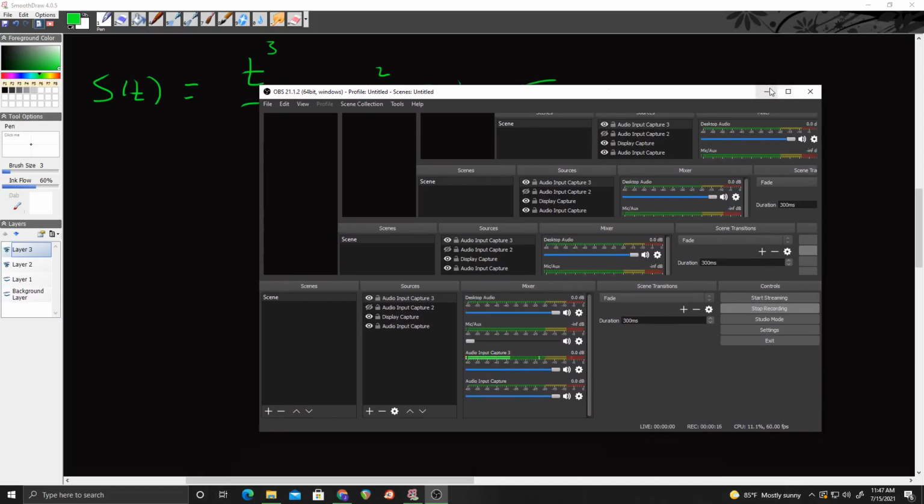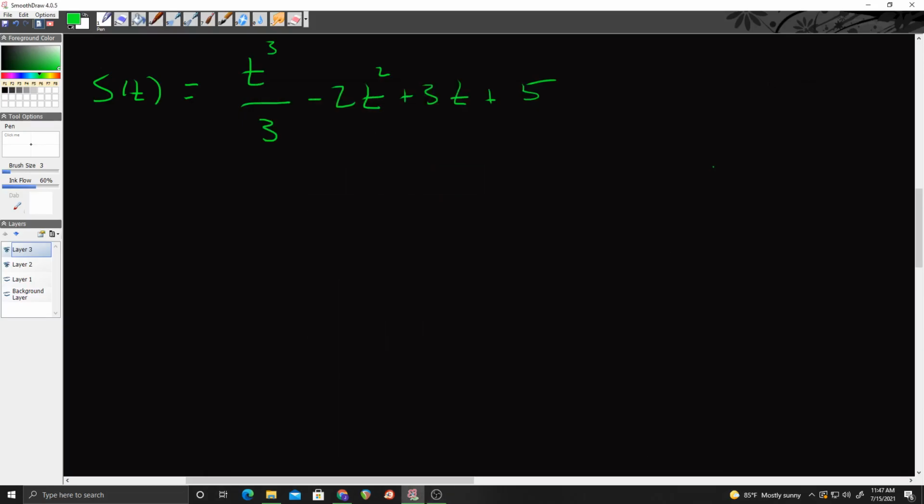I hope it's working. On the screen here, there is a position function. It's denoted S of t. Sometimes you'll see P for position, sometimes you'll see S for position, sometimes you'll see R for position. It's all about reading the problem. It's all about context, everybody.